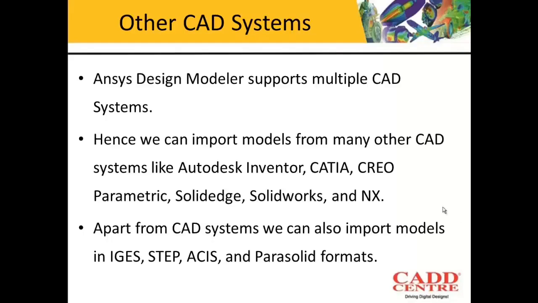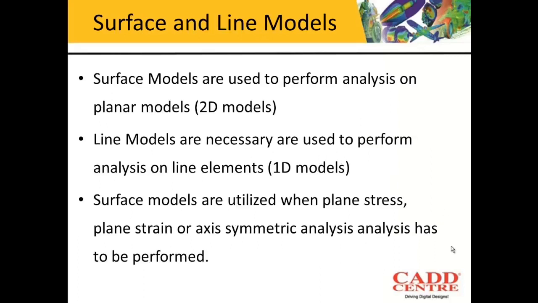So after understanding how to import the models, we will now shift to another topic, that is creation of surface models and line models. Now what is the meaning of surface models and line models? In the previous chapters, we have already seen how to create 3D models. In the first chapter, if you remember, we have already discussed 2D elements and 1D elements. Now what are these 2D elements and 1D elements?